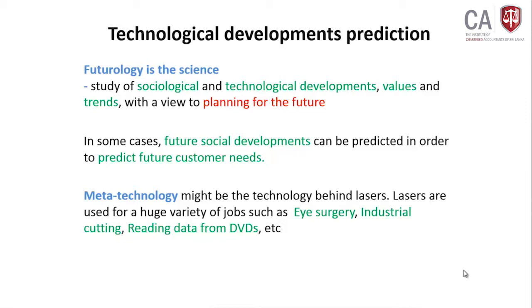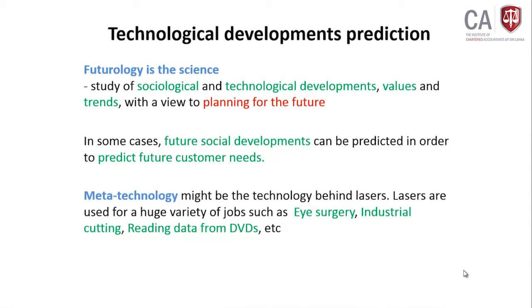Technological development prediction. Futurology is the science. You predict the future. In the next few years, after 5 years, most of the things will be delivered to your doorstep. You do not need to go to the supermarket and buy it, because everything will be there on board in the website. So, the future will be predicted.